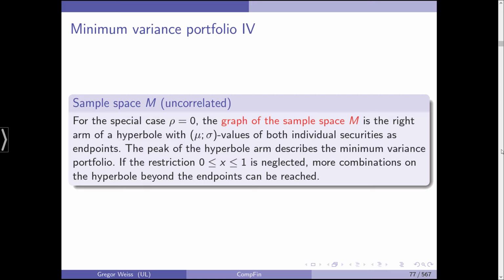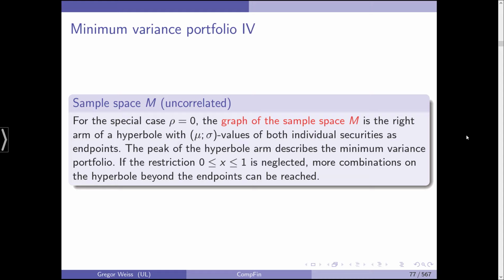And what we get is, in the end, the sample space in case M is uncorrelated. For the special case for rho equal to 0, the graph of the sample space M is the right arm of a hyperbola, with mu and sigma values of both individual securities as the endpoint. We've already seen this, that for security 1 and 2, in case of perfect positive correlation, we have those two stocks or securities as endpoints, and the graph is actually a straight line. Now, in case of rho equal to 0, we get the right arm of a hyperbola, so it's tilted to the left a little bit.